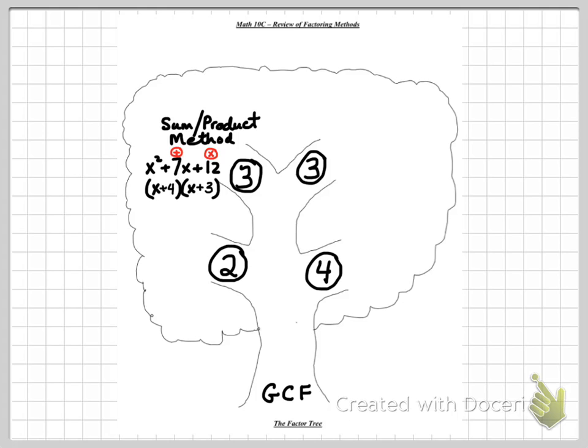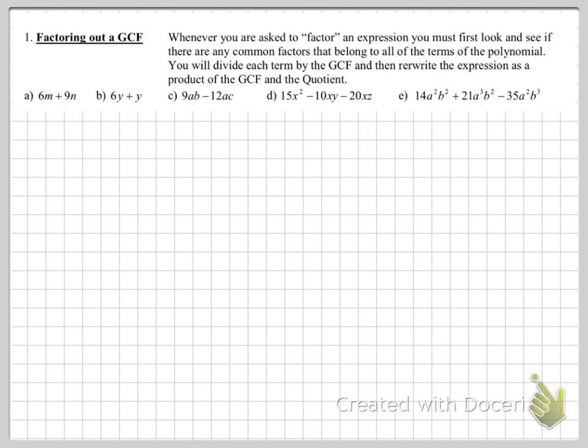Let's begin inside. Here we go, factoring out a greatest common factor. Whenever you're asked to factor an expression, you must first look to see if there are any common factors that belong to all of the terms of the polynomial. You will divide each term by the greatest common factor and then rewrite the expression as the product of the greatest common factor and the quotient. Let's look at a couple of examples.